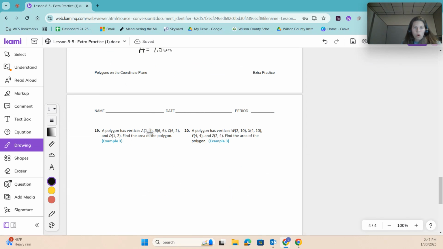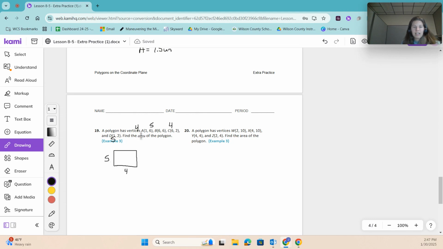Also, we have (1, 6) to (6, 6), so that's 5. And then (2, 6) to (6, 2), that's going to be 4. (6, 2) to (2, 1) is going to be 5 again. And then this (1, 2) to (1, 6) is going to be 4 again. So we're looking again at a rectangle here with 5s and 4s.